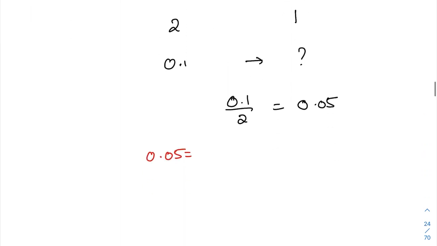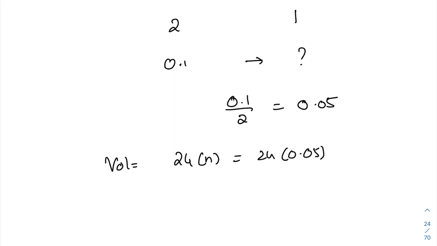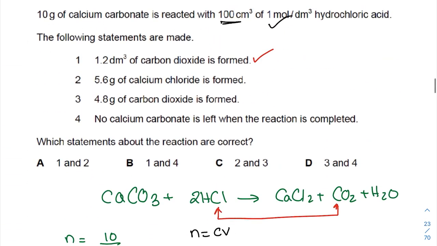But I want to know the volume. So the volume of carbon dioxide, we know, is 24 times n. So 24 times 0.05 is going to be 1.2. So the volume of carbon dioxide is 1.2. But how much has been given over here? Same. So the first option is going to be correct.